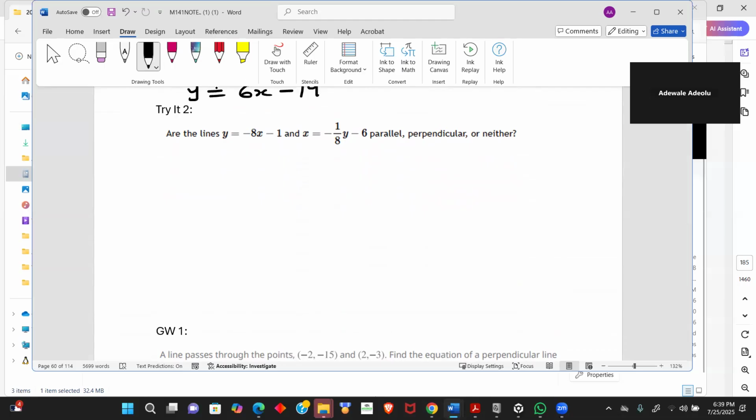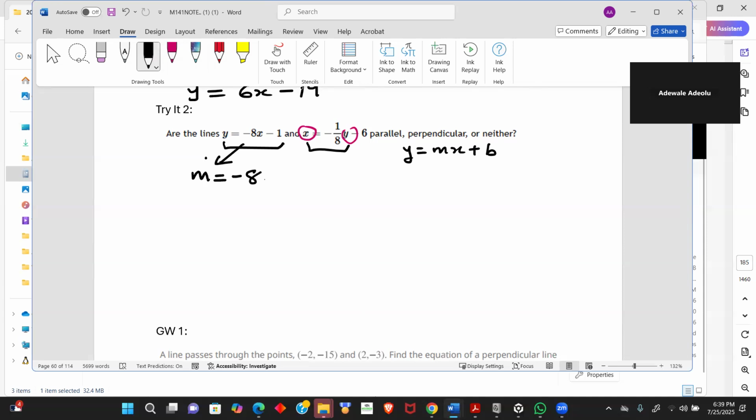Now, are these lines parallel? Well, look at this line and this line, are they parallel? All you need to do is find their slope. The slope for this one, m, is -8. But here, the slope is not -1/8. Look at the way it is written. We have x here, we have y here. You need to first rewrite it in this form: y equals mx plus b.